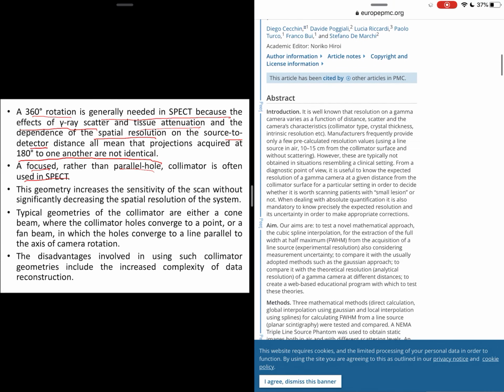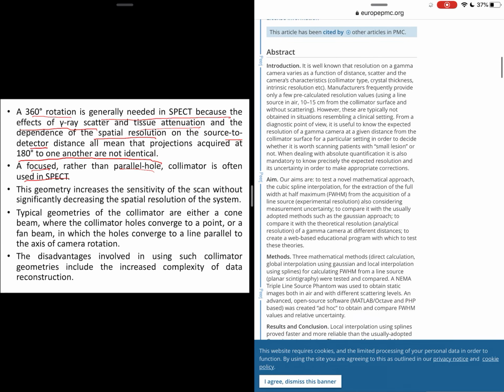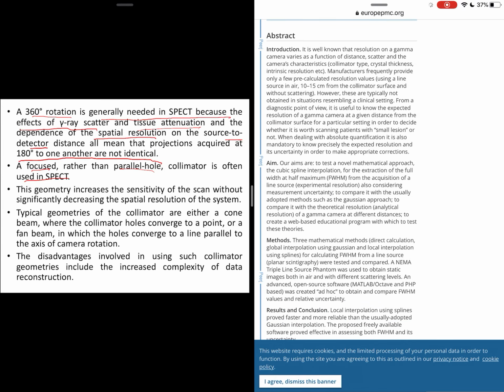A focusing rather than parallel hole collimator is often used in SPECT. The paper that I showed you just now is using, if I'm not mistaken, the parallel hole collimator. Okay. Now back to this. This geometry increases the sensitivity of the scan without significantly decreasing the spatial resolution of the system.